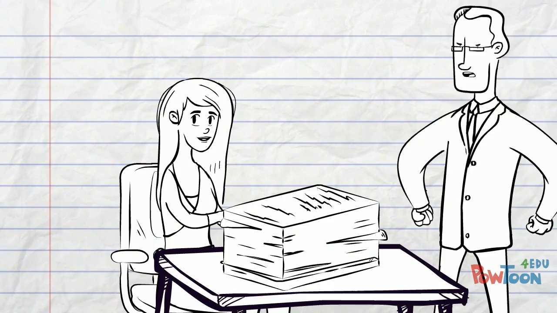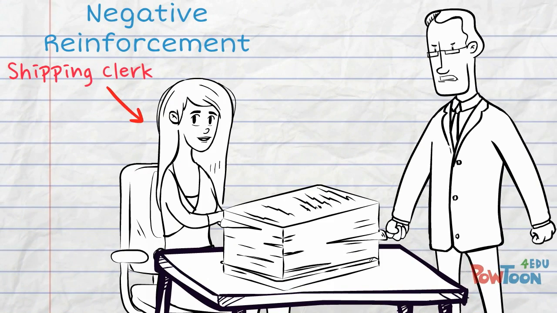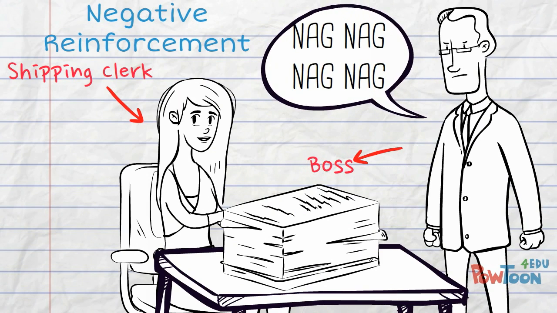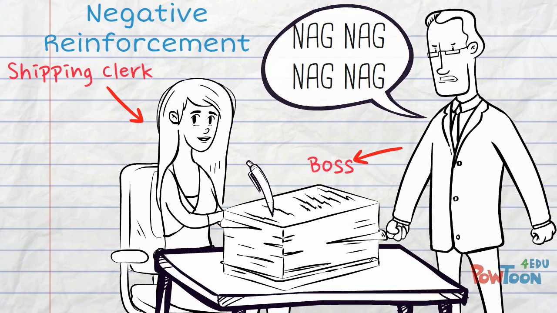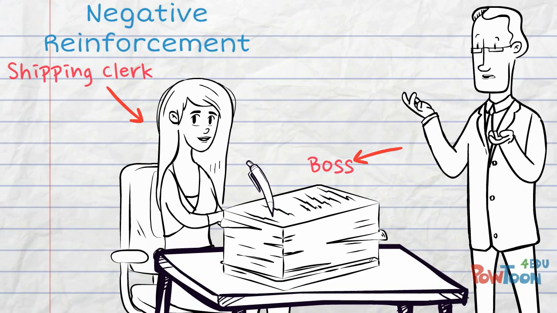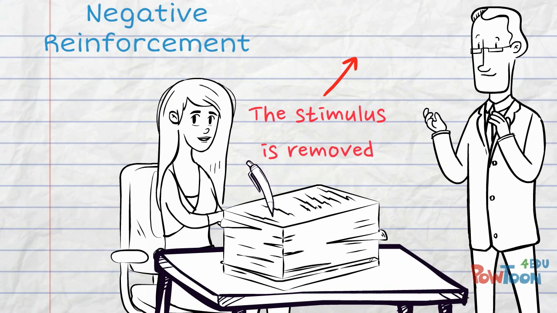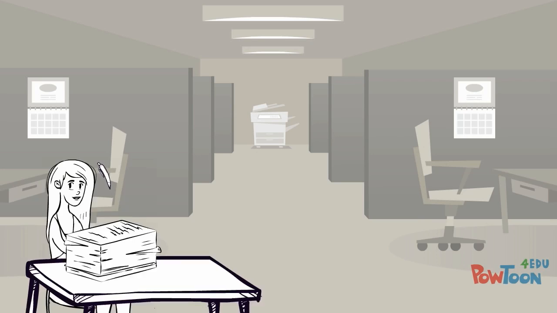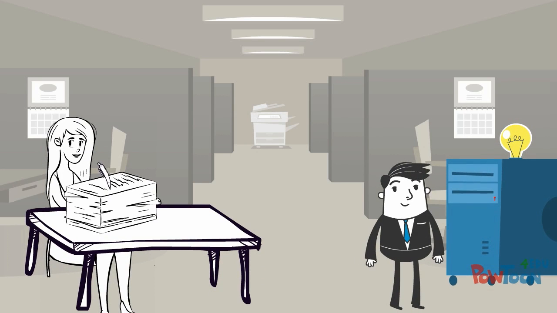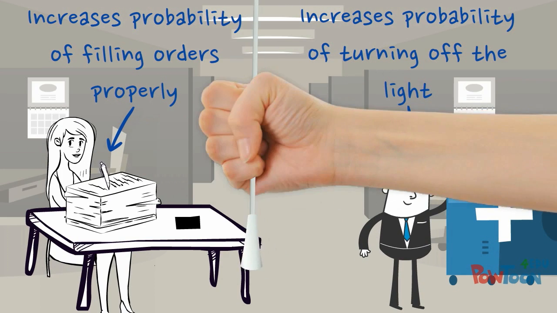Here's a second scenario with a boss using negative reinforcement. A shipping clerk has a boss who is a chronic nagger. The boss learns that the clerk has filled an order properly and stops nagging. Here, the boss removes the stimulus, the nagging, in order to increase the probability that the clerk fills orders properly. In both examples, we see that positive and negative reinforcement concerns increasing the probability of behavior.